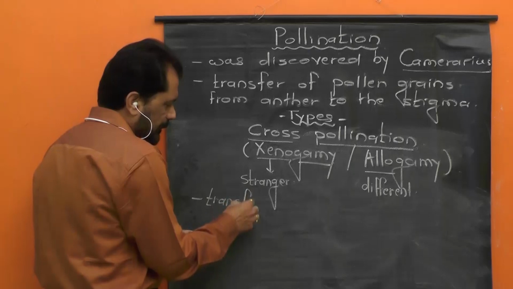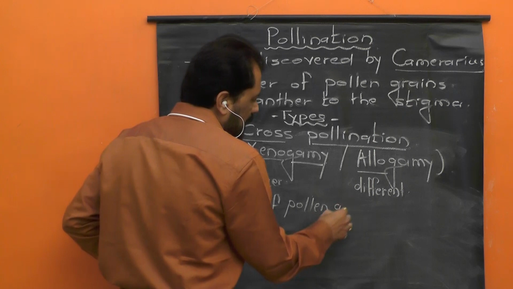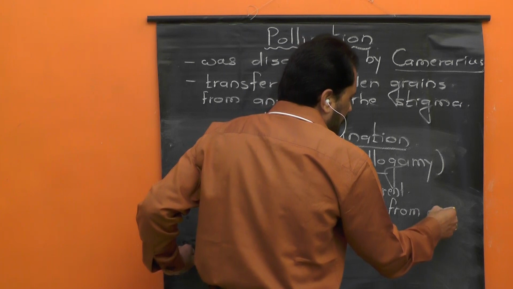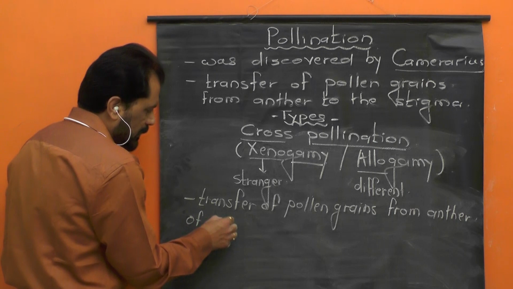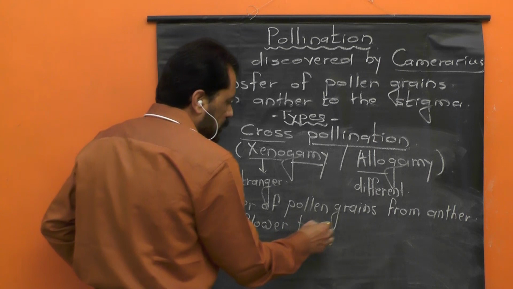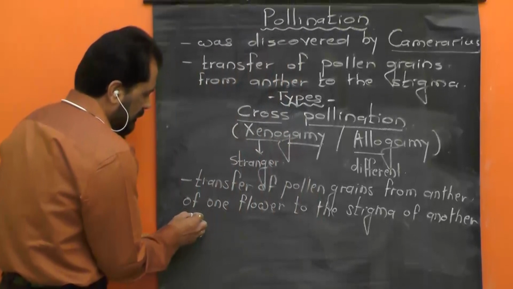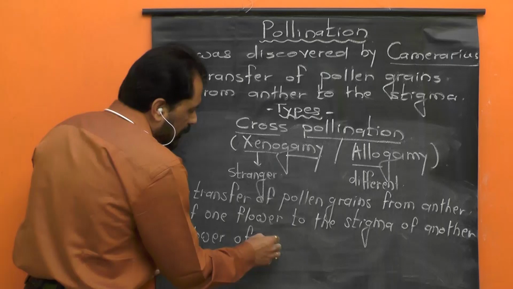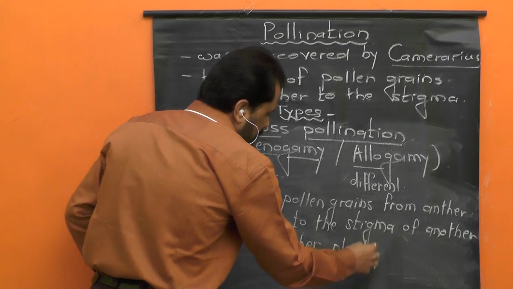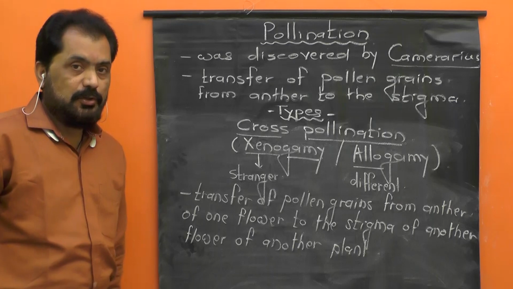Transfer of pollen grains from the anther of one flower to the stigma of another flower of another plant, mostly of the same species, isn't it?